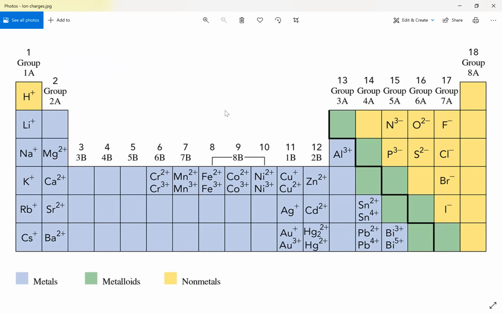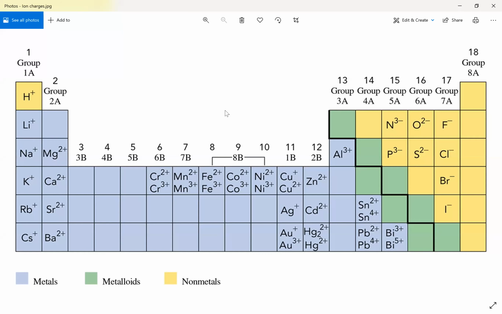Otherwise, most of the transition elements carry more than one charge. It means it could be +1, or +2, or +3, right? In some cases, as you can see, Pb on the right bottom corner, it can be +2 as well, it can be +4. Bi, it could be +3 or +5. Yeah, so just keep this table handy, review it whenever you have time. All right, you can remember this for sure, right?